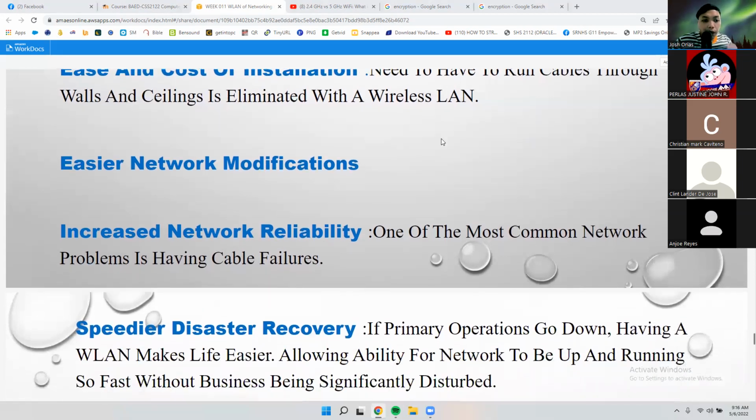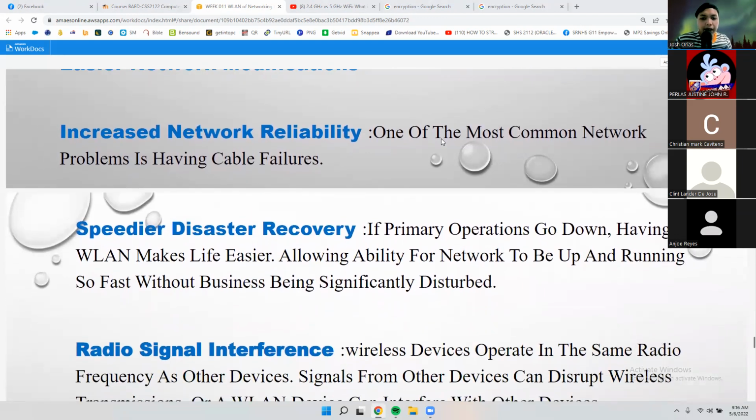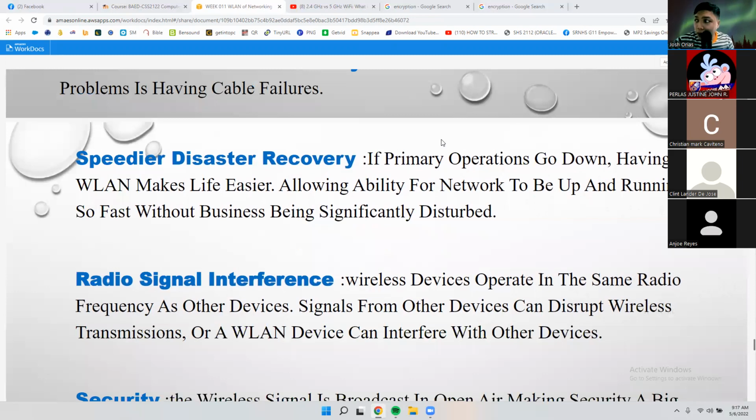So, easy network modification and increased network reliability. Yeah, the most common network problem is having cable failure. Syempre, may mga nangangagat na daga, okay? Or hindi maayos yung pagkakalagay. Nasira. So, isa din sa problema natin yon. Saka financially, syempre, magkano din ang Ethernet cable. Unlike sa wireless LAN, kokonekta ka lang sa Wi-Fi. Then, that's it. Faster disaster recovery.